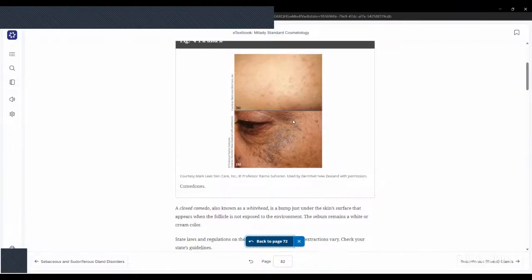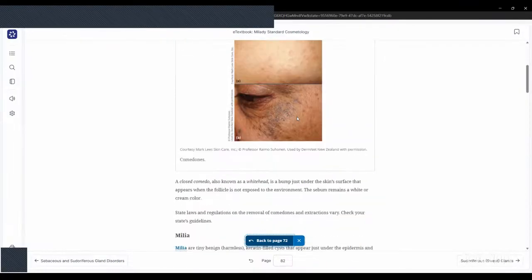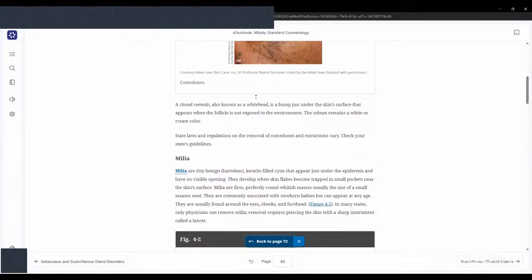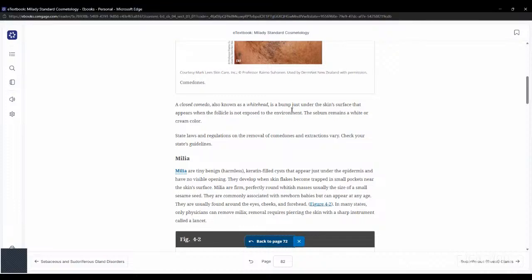Okay. All these dark spots. Closed comedone is known as a whitehead. Okay. The sebum is up to the surface. It just has not been there a long period of time. It's fresh. You can remove it, and the skin goes back to tightening up without a period of time. Okay. You have to be very, very careful on the removal and when doing extractions.